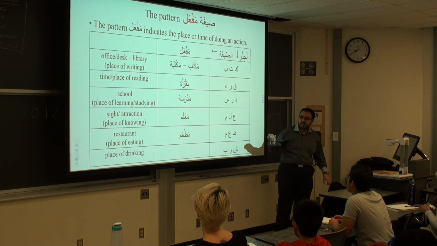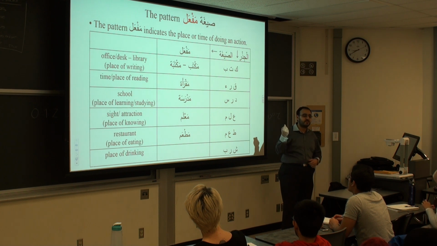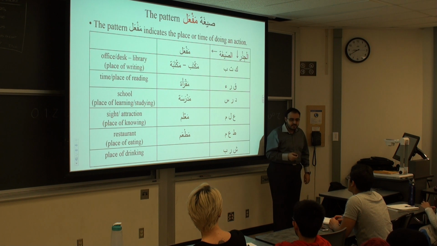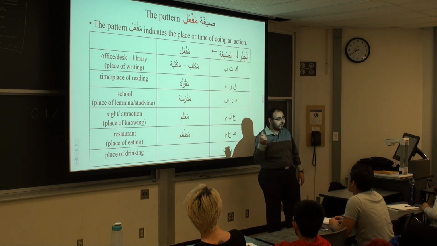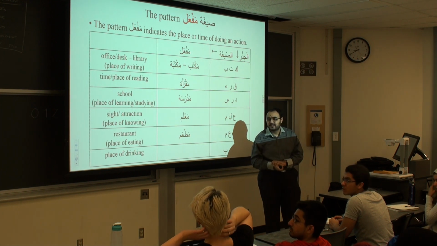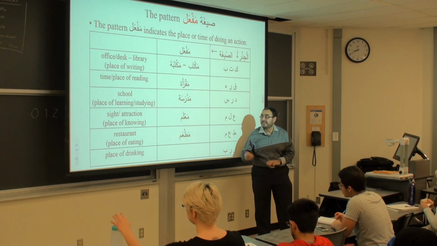Okay, so where is the logic of calling a library the place of writing rather than the place of reading? But I mean, why did we use the root kataba essentially? Eventually someone had to write the books before you could read them. That's it. That's exactly the case.